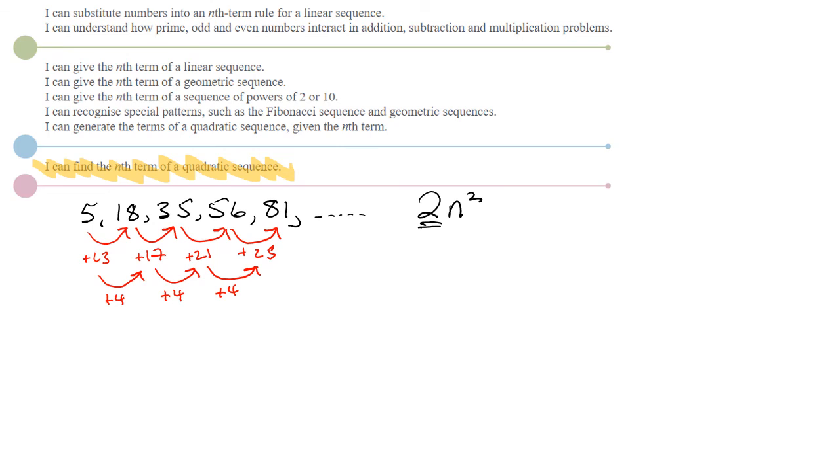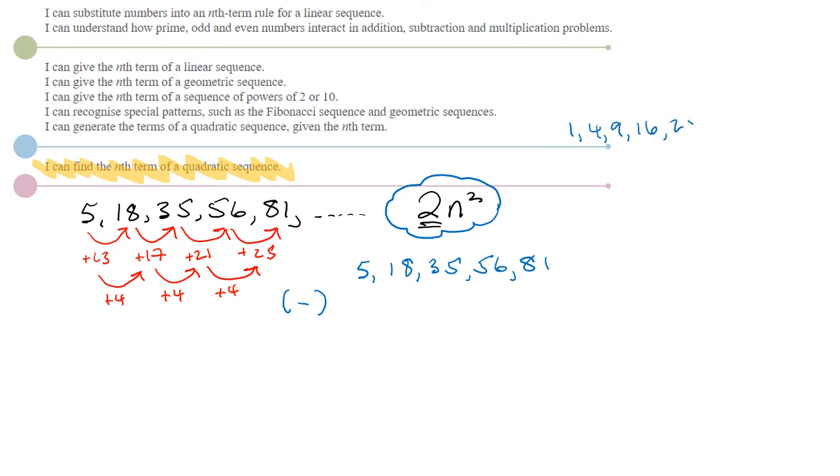Next step, write down the original sequence, 5, 18, 35, 56, 81. We're going to subtract the sequence 2n squared. That's what we just got from the first part. That is the square numbers 1, 4, 9, 16, 25, 36, those square numbers doubled. So it's 2, double 1, double 4, 8, double 9, 18, double 16, 32, double 25, 50. Yeah, 2n squared are square numbers doubled.